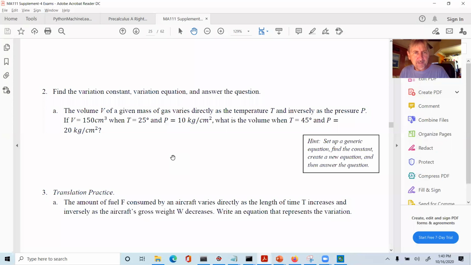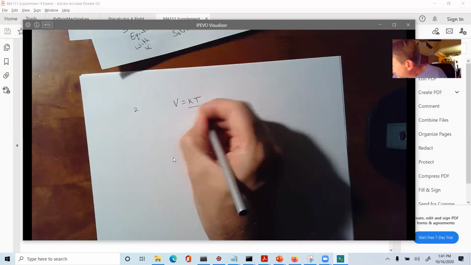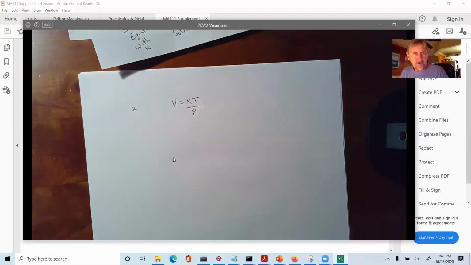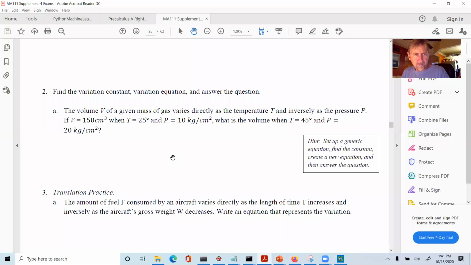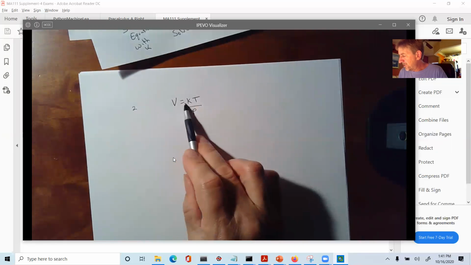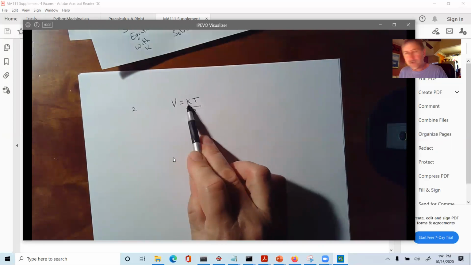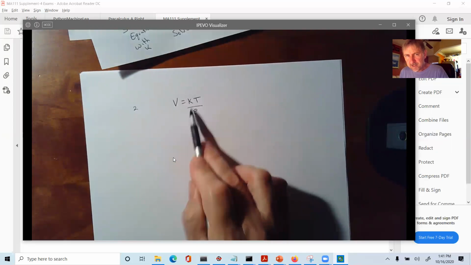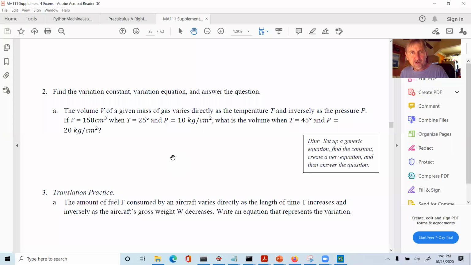So you got K times T, and inversely as pressure. And then they give you the equations, right? So volume varies directly with temperature. So you got to bring in your K first, K times T, and inversely with pressure. And then you plug in your values and solve for K.